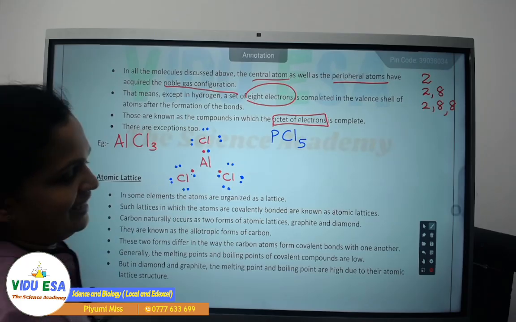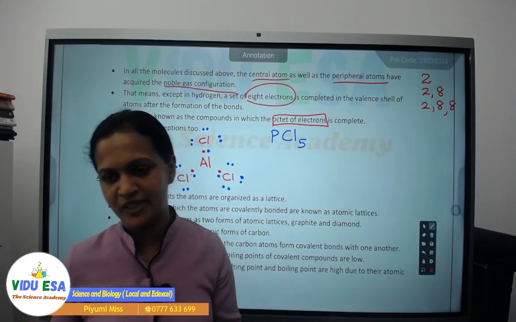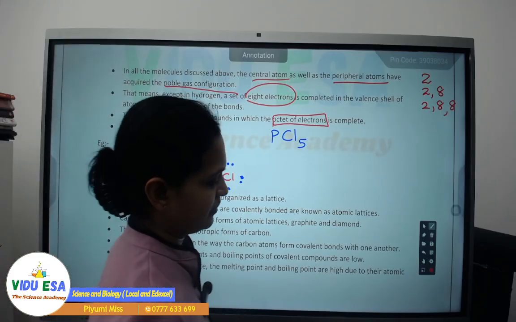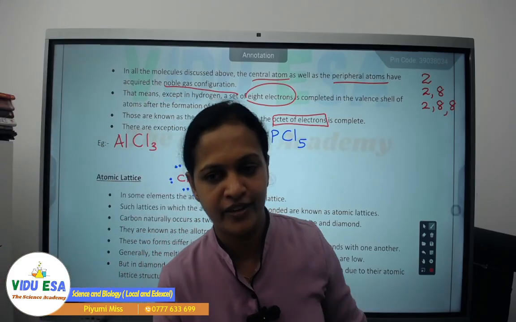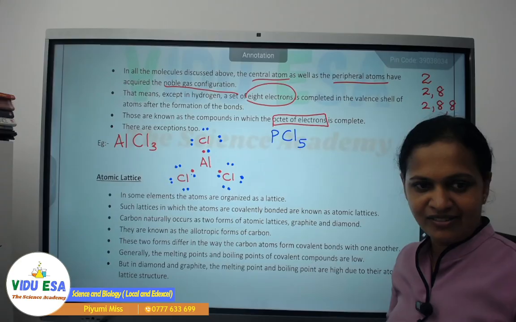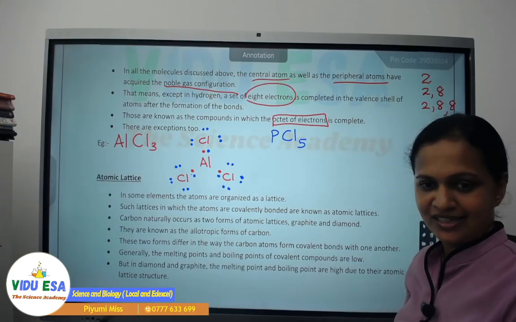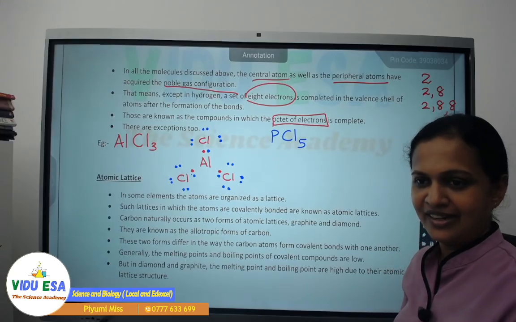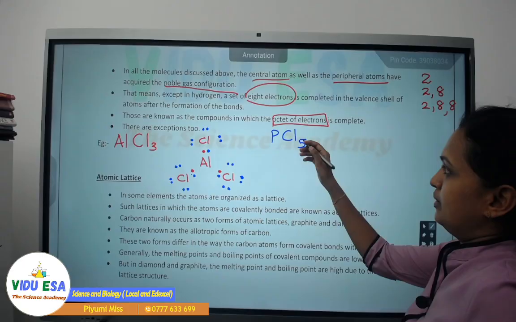Okay, teacher. Okay. PCl5 is phosphorus pentachloride, right? Penta is 5. Penta 5, hexa 6, then hepta 7, octa 8, nona, deca, 9, 10 like that. So PCl5.